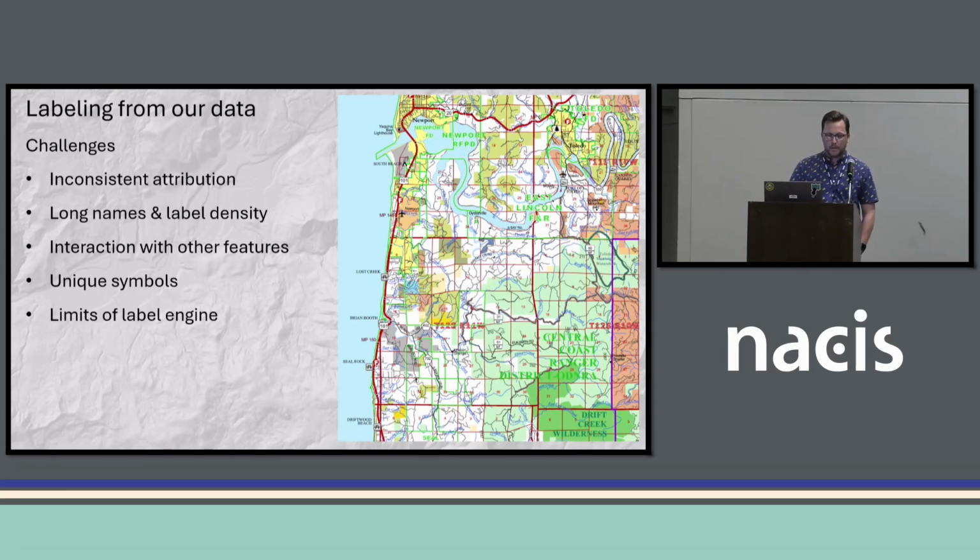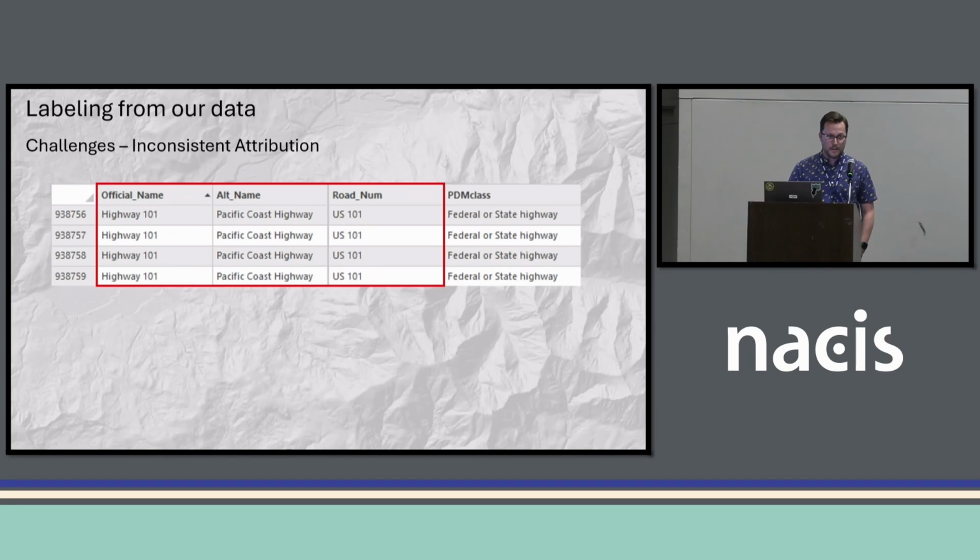So one of the big ones is data quality. Inconsistent attributes in our data, since we're labeling from these attributes. This is a snapshot of our roads layer, and there are 3 label fields that we use. There's official name, which is just the name of the road, an alternate name that is maybe something else that it's called, in this example, Highway 101 and Pacific Coast Highway, and then a road number field, which should only have numbers in it except for sometimes a prefix, which is used for a specific reason that I'll talk about in a little bit. So this is, in a perfect world, what we would have.